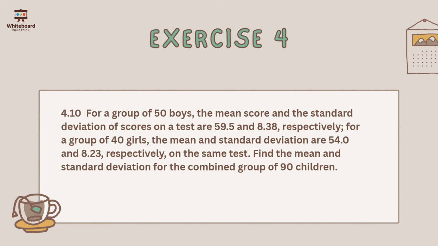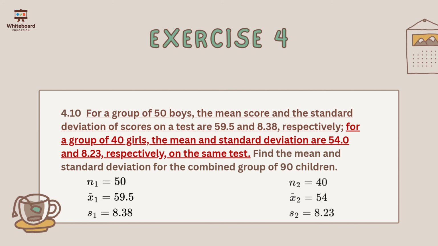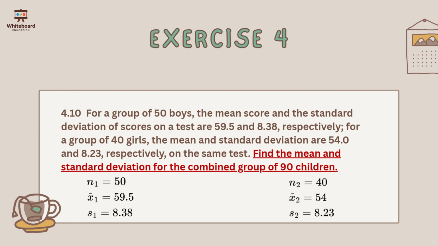So let's have a look at the first statement carefully and obtain the data. The total number of boys, say N1, is 50, the mean score, x1 bar, is 59.5, and its standard deviation, S1, is 8.38. The second statement is about the group of girls: N2 is 40, the mean score, x2 bar, is 54, and the standard deviation S2 is 8.23. Now our final statement states: find the mean and standard deviation for the combined group of 90 children.